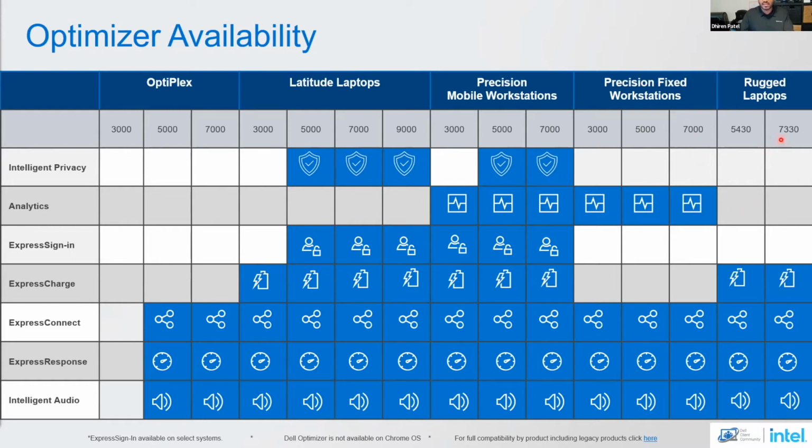From a rugged perspective on our 5430 and 7330, I talked about rugged having Dell Optimizer, products launched in December of last year. And then Precision, we have our fixed workstations as well as our mobile workstations. Absolutely unique to our Precision portfolio of products is this analytics feature set. I took some time this morning and ran analytics on my mobile workstation here for a period of 4 hours. I had some applications open, so I'll walk you through what that report looks like and what the importance is with respect to Dell Optimizer.